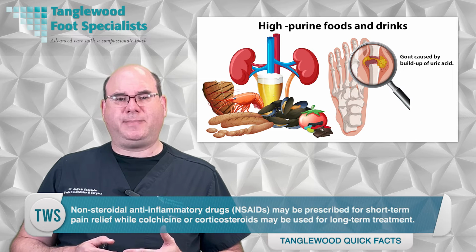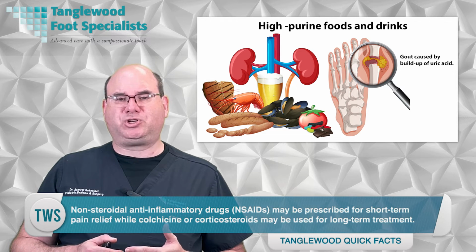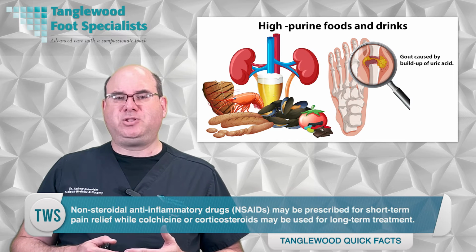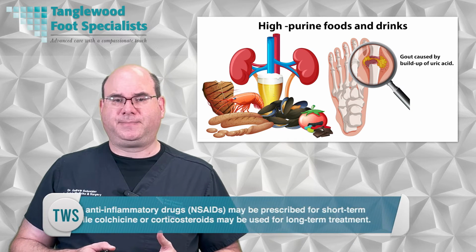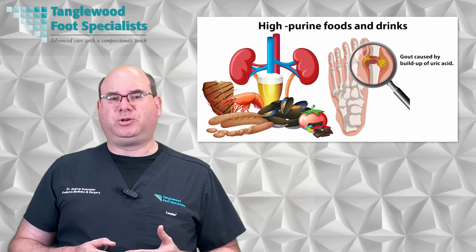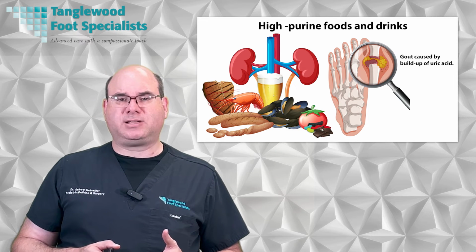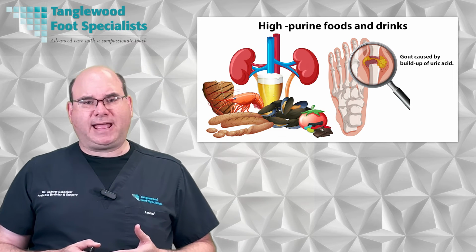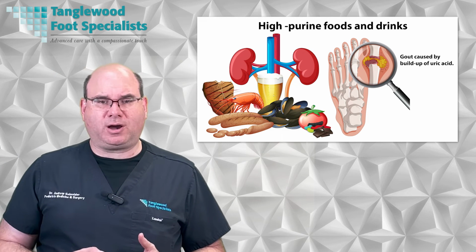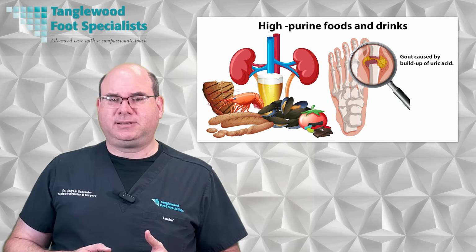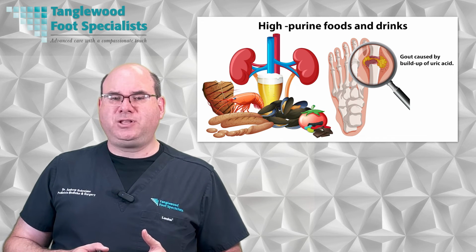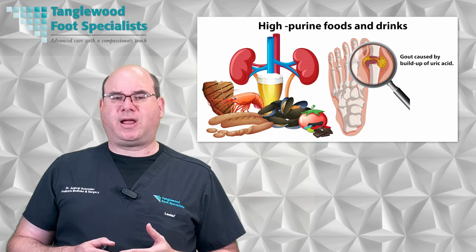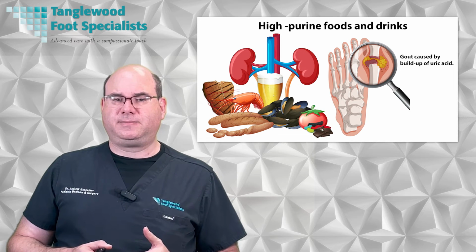Non-steroidal anti-inflammatory medications may be prescribed for short-term pain relief, while colchicine or corticosteroids may be used for more long-term treatment. Other treatments may include lifestyle modifications such as weight loss and limiting alcohol intake. Treatment for gout depends on how severe the symptoms are and how long they've been present. NSAIDs are often used to reduce inflammation and pain, while corticosteroids may be prescribed for more severe cases.